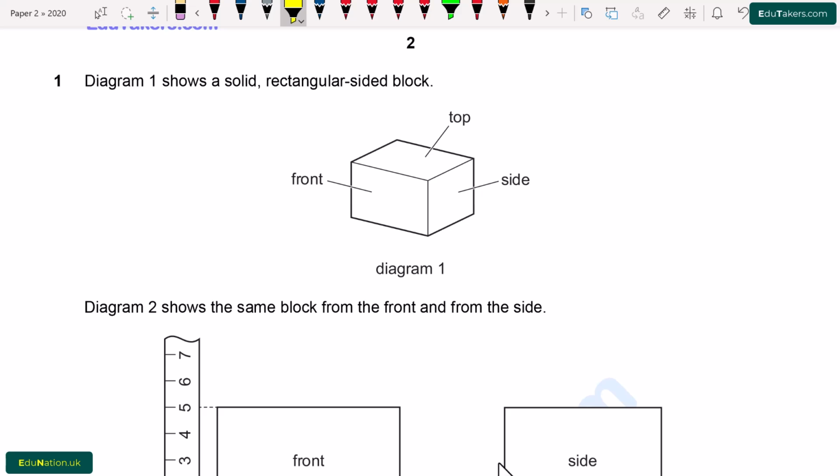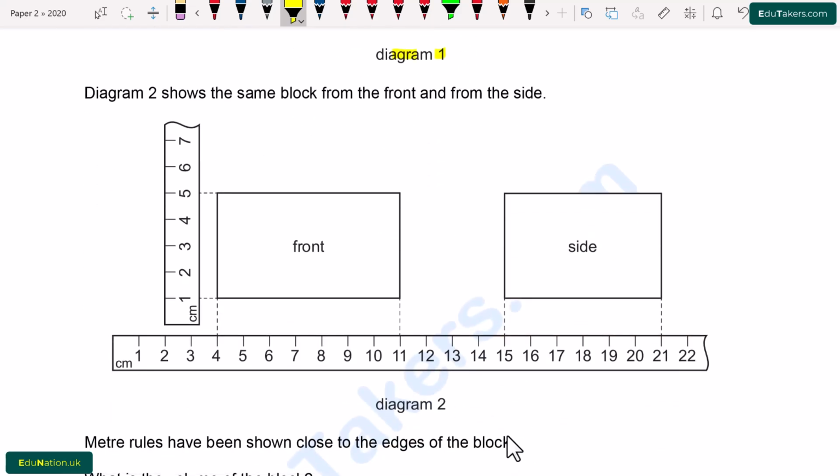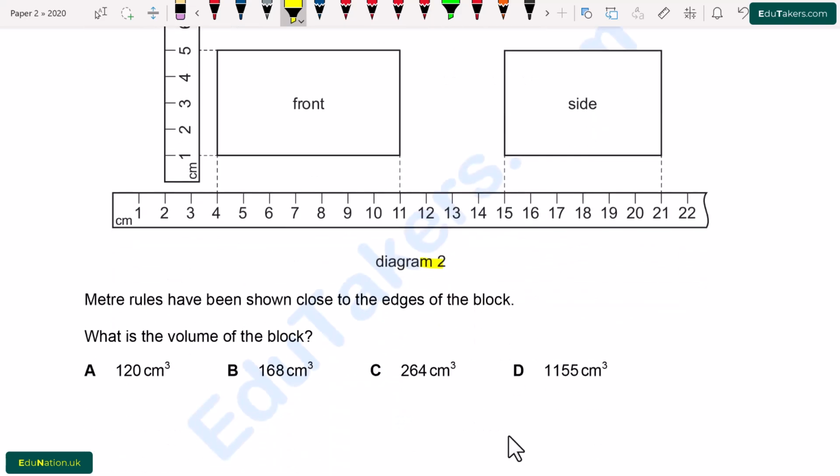Question number 1. Diagram 1 shows a solid rectangular-sided block. Here is diagram 1 which shows a block. Diagram 2 shows the same block from the front and from the side. So here is diagram 2 which shows the block from the front and the side. Meter rules have been used close to the edge of the block. What is the volume of the block? So here we have to find out the volume of the block.